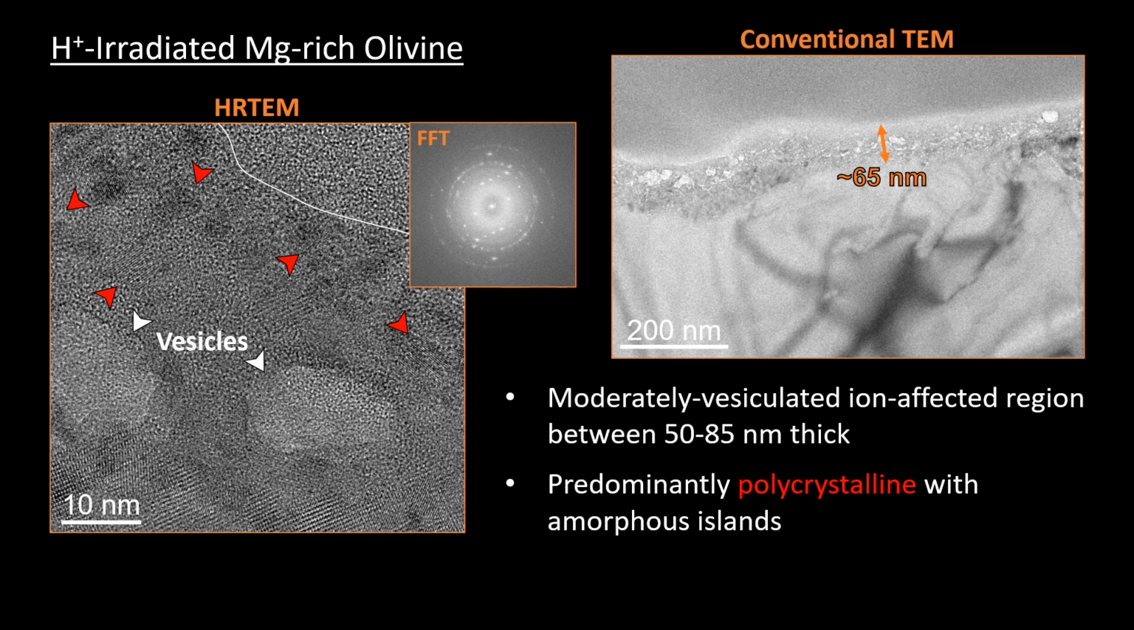Our hydrogen-irradiated magnesium-rich olivine FIB section has an ion-affected region that is also moderately vesiculated, ranging from 50 to 85 nanometers thick. Now, this sample is predominantly polycrystalline with few amorphous islands. Polycrystalline regions can occur all the way up to the surface of the FIB section, as indicated by the red arrows in this high-resolution TEM image with an inset fast Fourier transform image.